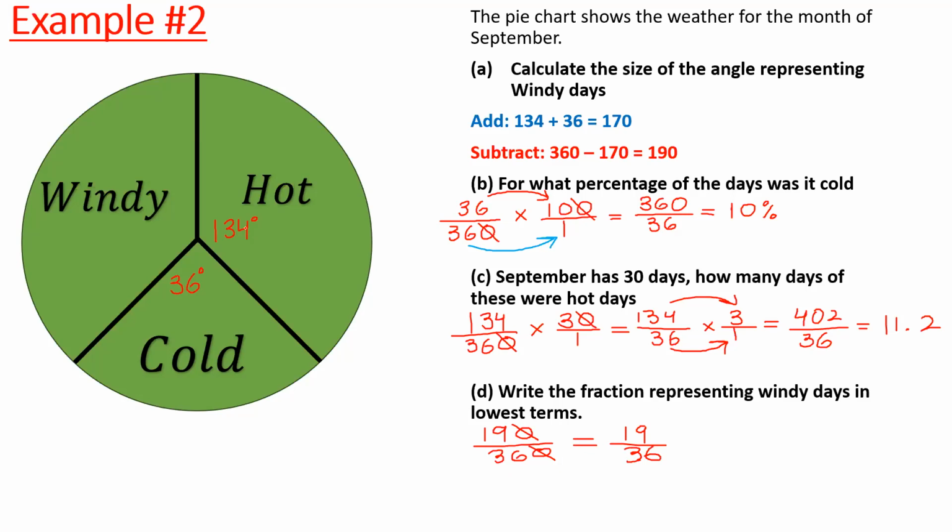Hello, class. Is it in lowest terms or could we go lower? It's in lowest terms. Why do you say it's in lowest terms? Because 19 is a prime number. Okay, so we can't go lower than that. All right, so the answer is 19 over 36.